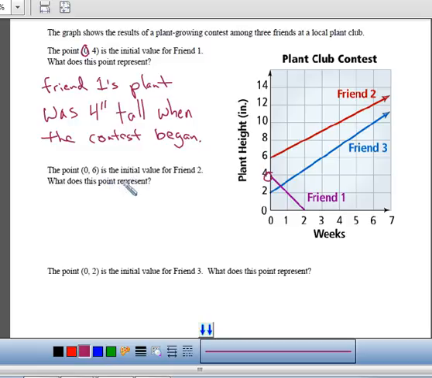The point (0, 6) is the initial value for friend 2. So I'm going to switch to red here. We're talking about right here. What does this point represent? Again, the input value is 0. The y value is something else. It's not 0 also. So what does it represent? Friend 2's plant was 6 inches tall when the contest began.